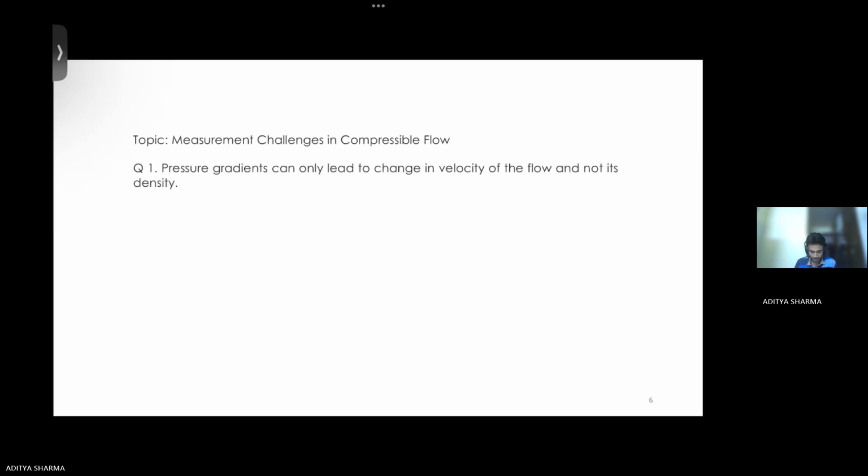All right. So the first question in front of us is based on measurement challenges in compressible flow.